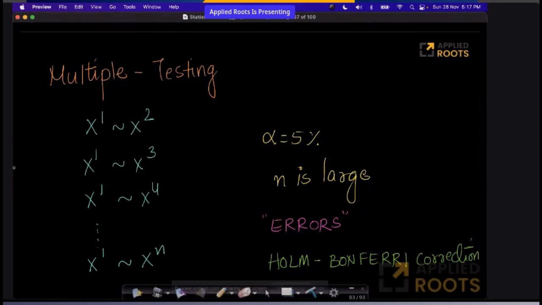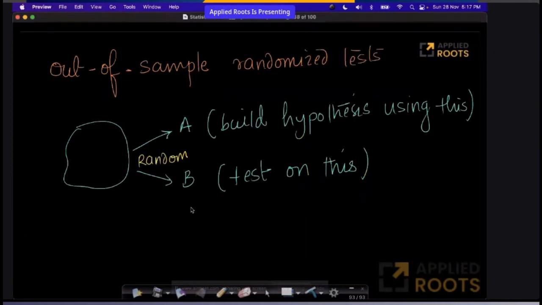So if you're testing with a lot of these, imagine N is 1000, there is a very high likelihood that we will come to wrong conclusions, that something is statistically significant while it's not. In such a case, we should use a Holm-Bonferroni correction, which basically says that you should not use the same significance level for all of them; make it more stringent.